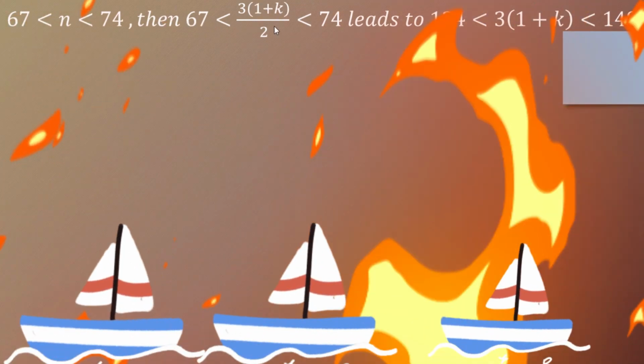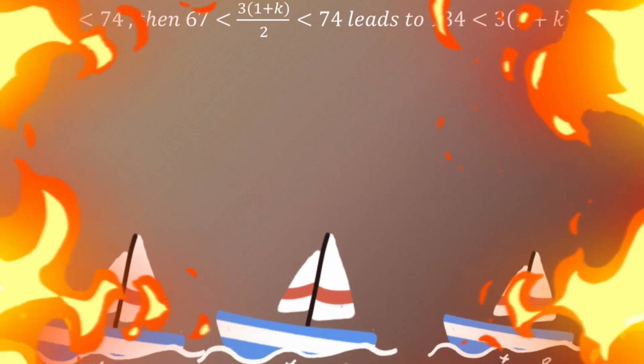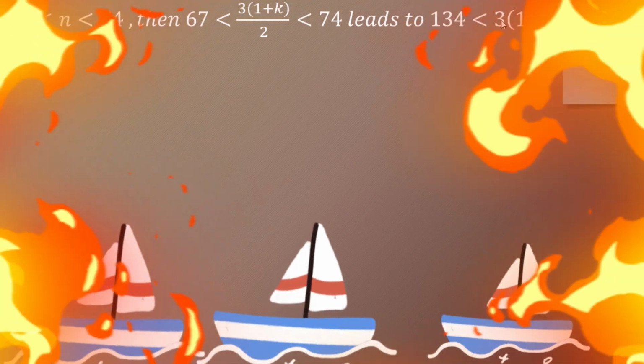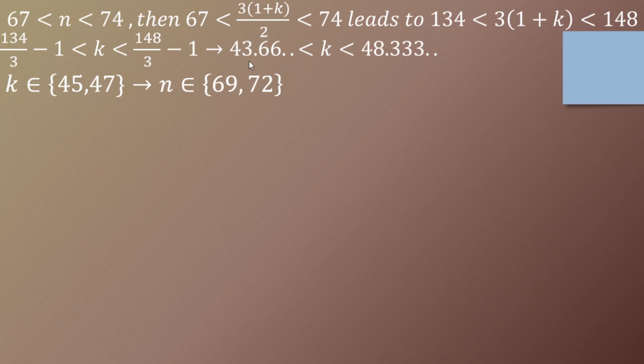We multiply both sides by 2, we get 134 less than 3 into 1 plus k less than 148. Divide by 3 and subtract 1. We get k between 43.66 and 48.333, etc. So k should be 45. Why 45? Because 1 plus k should be divisible by 2.